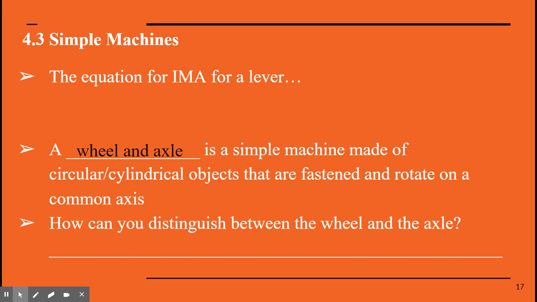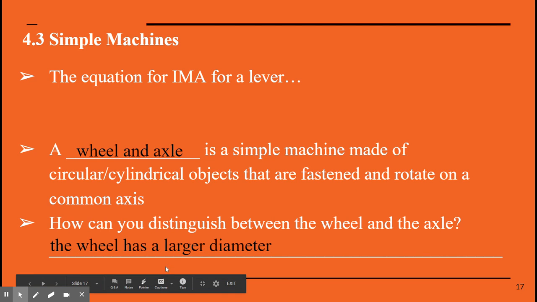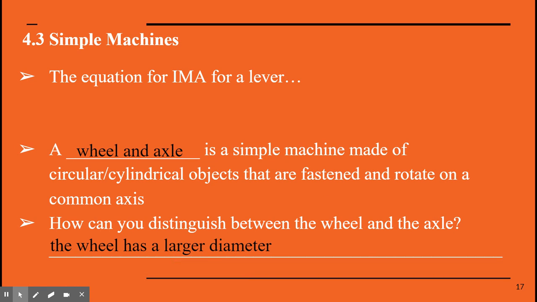Machine type 5, wheel and axle. It's got circular objects fastened, and they rotate on a common axis. The difference between a wheel and an axle is just the size, really. One of them is wider than the other one, the wheel. Think about your car. The wheel on a car has many inches. The axle that holds that wheel together, nowhere near as many inches. It's much smaller in diameter.